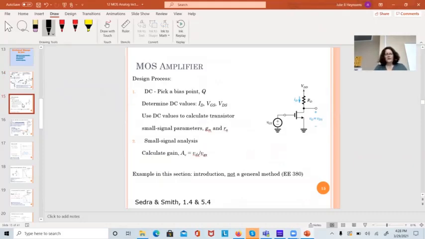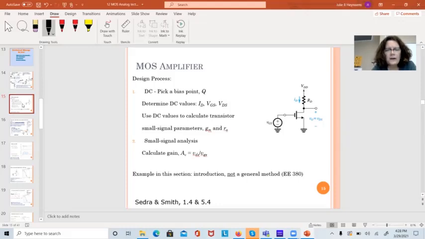So this is called a common source amplifier, and it's the best single transistor amplifier if you want voltage gain. The others have other processes. This is the only one we're going to look at in this class. We'll look at the others in 380.